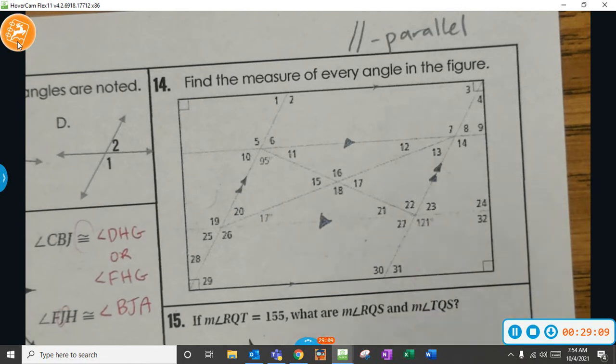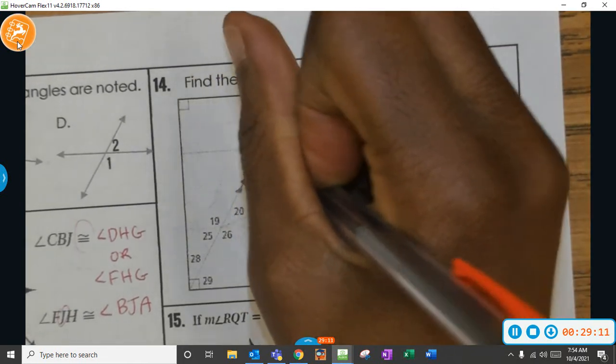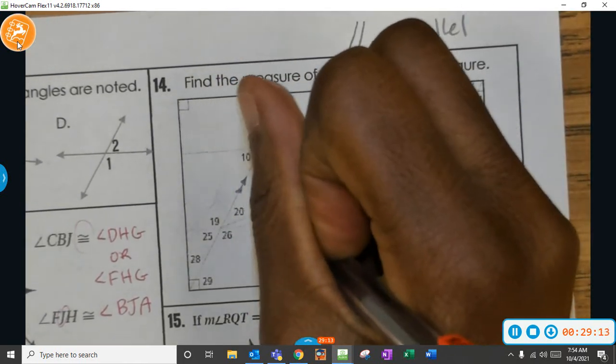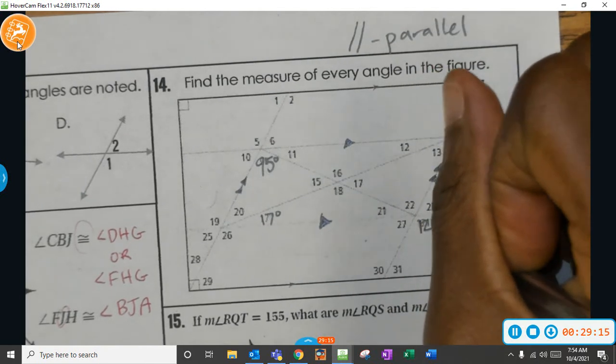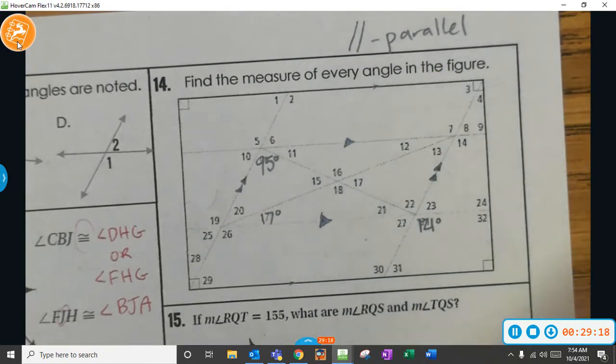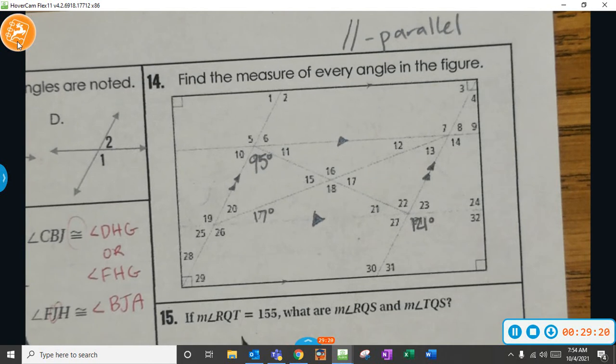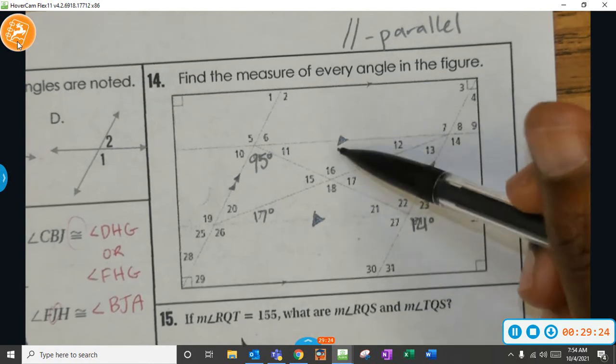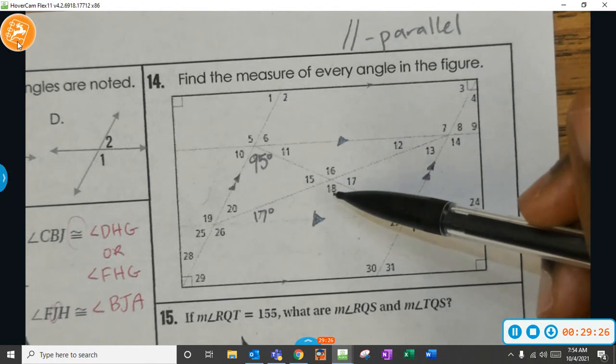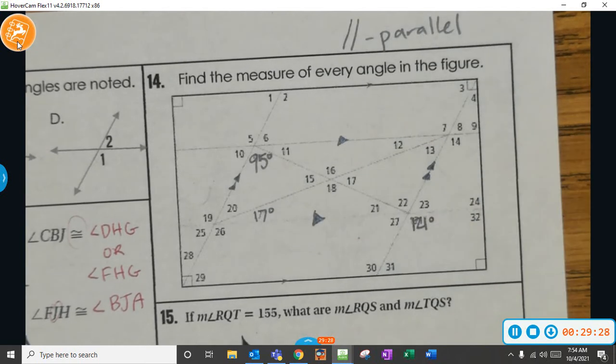And they give us a couple angles in here. So this is 95. I'm just going to make it bigger. 17, 121. Okay, those are the only three they gave us. All right, and so because the lines are parallel, all of the alternate interior, alternate exterior, corresponding relationships are equal. The same side interior, same side exterior are 180, and vertical are congruent, and linear are equal to 180.